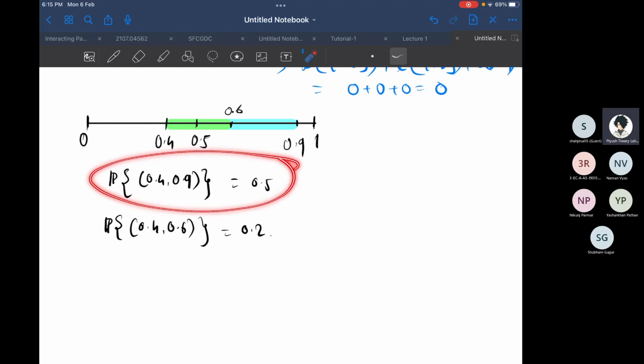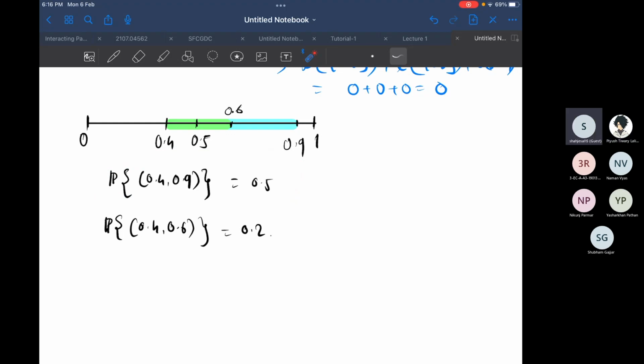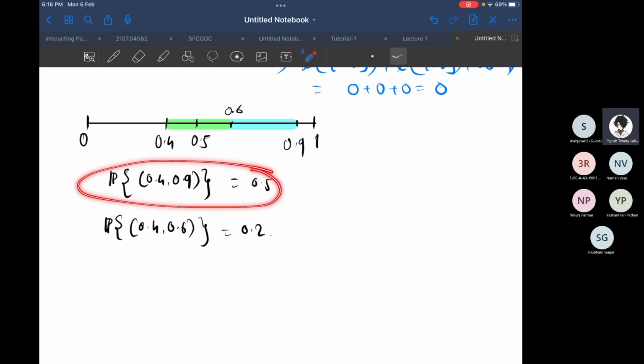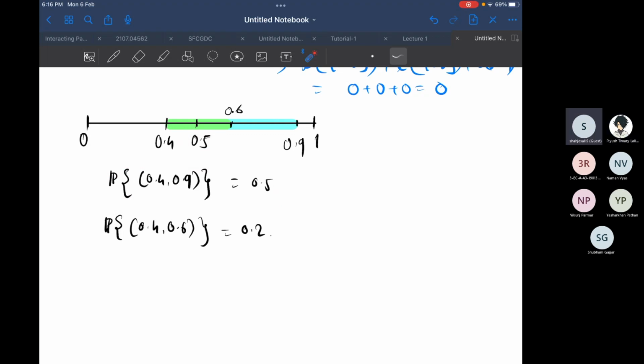So this is true for any point in the range 0.4 to 0.9. Does that make sense? No, actually, it does not make sense to me. So let's say I take this point 0.8 here. Notice that we are talking about a range. It is not specifying anything about the point 0.5. So you are saying that any point that lies between 0.4 and 0.9 will have the same weightage.